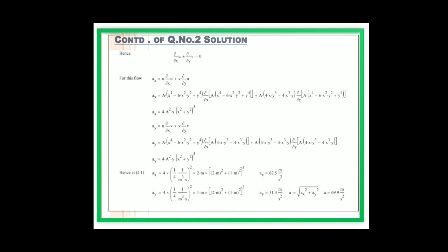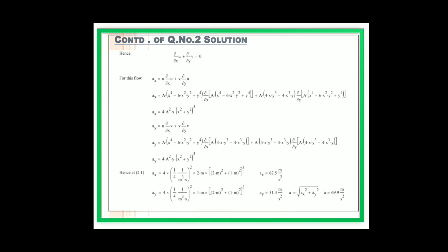Here we know ∂u/∂x + ∂v/∂y = 0. For this flow, acceleration in the direction of x, ax = u ∂u/∂x + v ∂u/∂y, where u = a(x^4 - 6x^2y^2 + y^4). So ax = a(x^4 - 6x^2y^2 + y^4) ∂/∂x [a(x^4 - 6x^2y^2 + y^4)] + a(4xy^3 - 4x^3y) ∂/∂y [a(x^4 - 6x^2y^2 + y^4)].